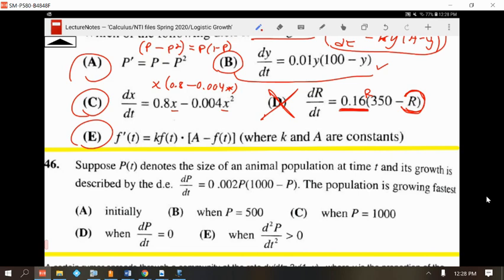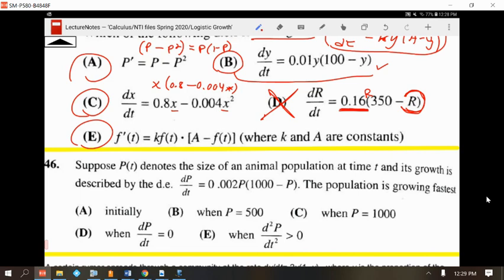Number 46. Suppose P denotes the size of an animal population, and its growth is described by the differential equation dP/dt equals 0.002P times (1,000 minus P). The population is growing fastest initially when the population is 5,000, when P is equal to 1,000, when dP/dt is 0.